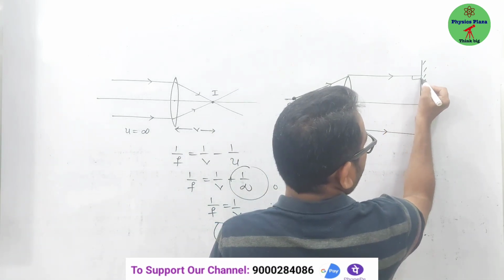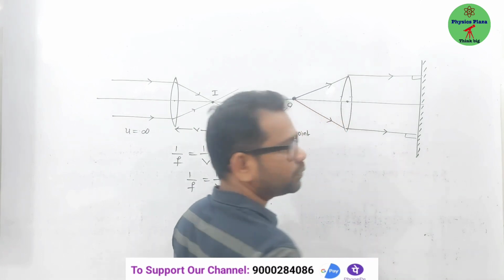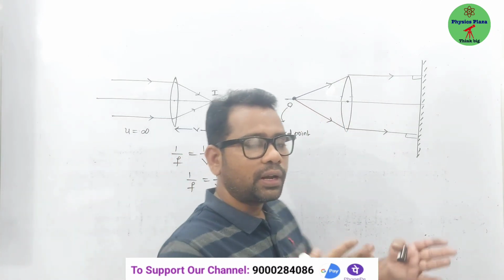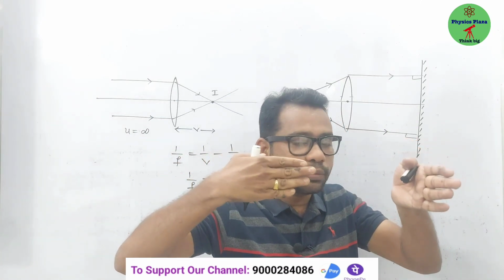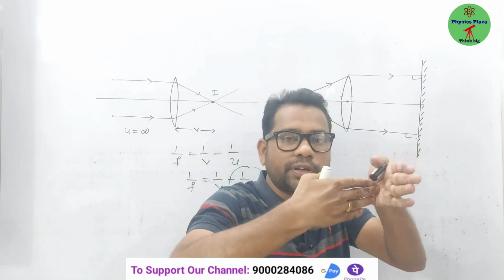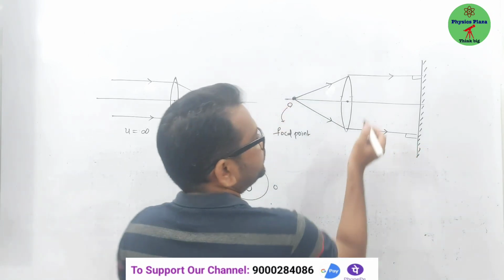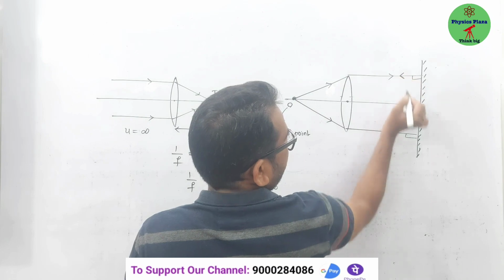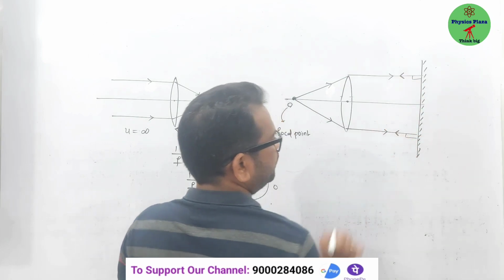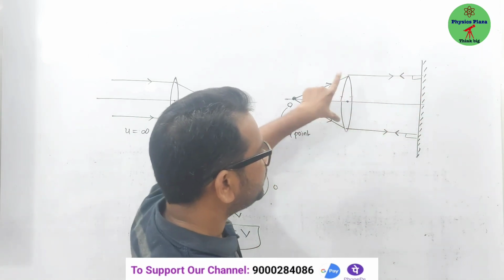Light rays are incident perpendicularly, right? They'll get reflected. Whenever light is incident on a plane mirror perpendicular to its surface, its path is retraced. So, like this, light rays will be coming. What kind of light rays are coming, children?